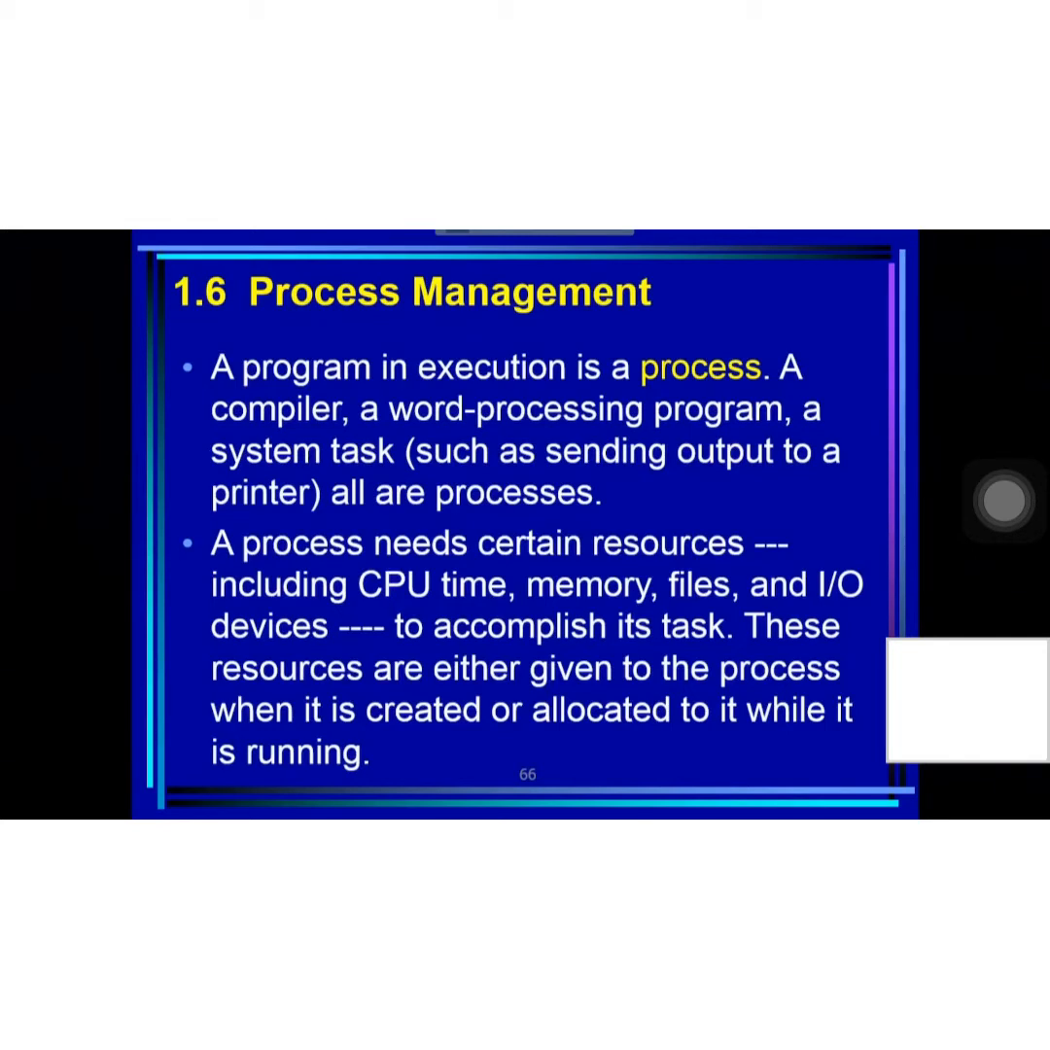For now, you can consider a process to be a job or time-shared program, but later you will learn that the concept is more general. A process needs certain resources, including CPU time, memory, files, and I/O devices, to accomplish its task. These resources are either given to the process when it is created or allocated to it while it is running.